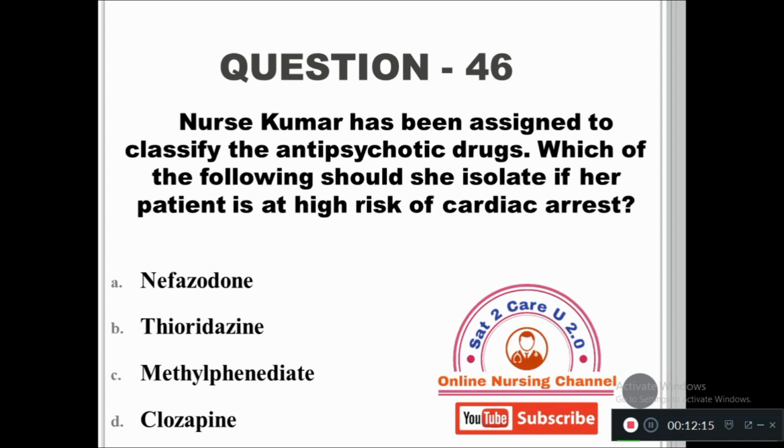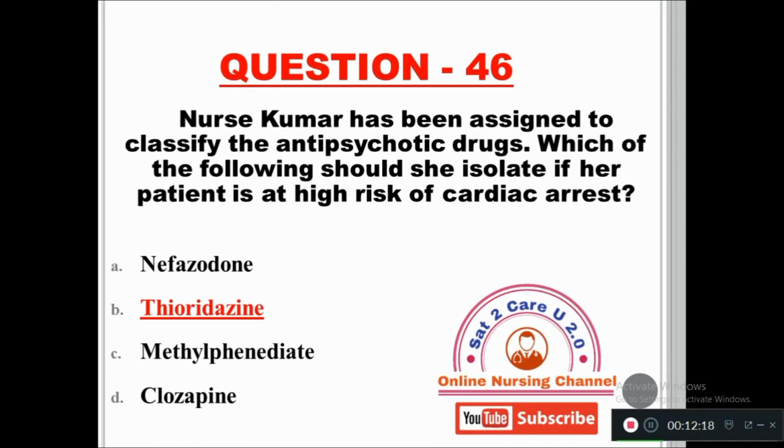The right answer, the drug to be isolated, is thioridazine, because thioridazine along with droperidol and mesoridazine can lengthen the QT interval, leading to potentially life-threatening cardiac dysrhythmias or cardiac arrest. Nefazodone is producing liver damage most commonly. Clozapine is associated with agranulocytosis.